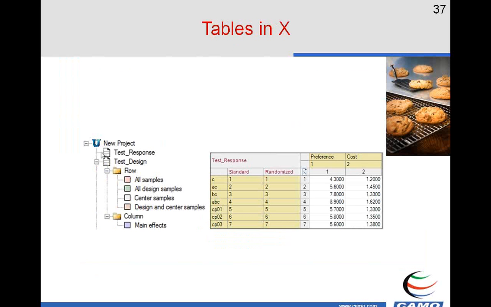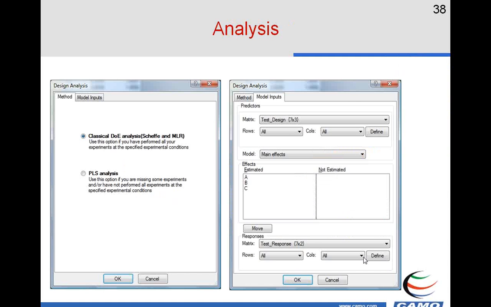Then you will get the result in X. So you will have a table for the responses and a table with the design. So we can just fill up the responses and we go to the analysis. When we analyze, we have two different ways of analyzing, so the classical DOE way and the PLS analysis.